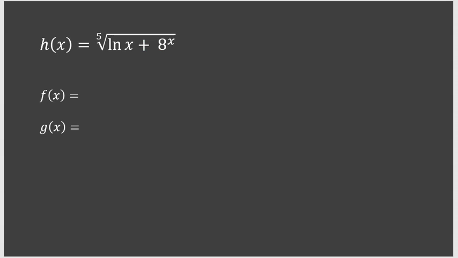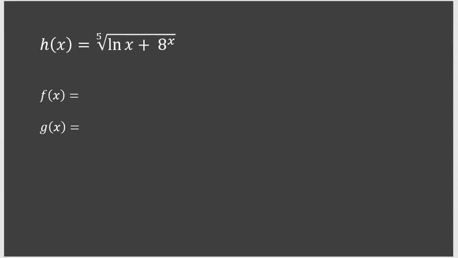Moving on to the next example here, a little bit more complicated. h of x is equal to the fifth root of the natural log of x plus 8 to the power x. This one's a little bit more involved, but we see that we have the sum of two basic kinds of functions. We have a straightforward logarithmic function and a straightforward exponential function, and we're raising that whole thing to some power.